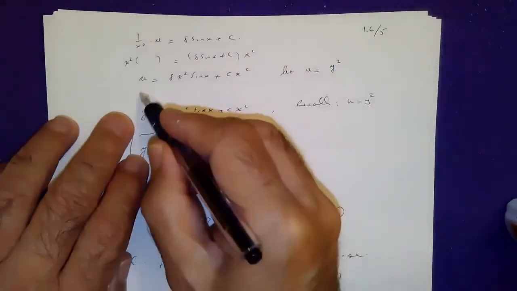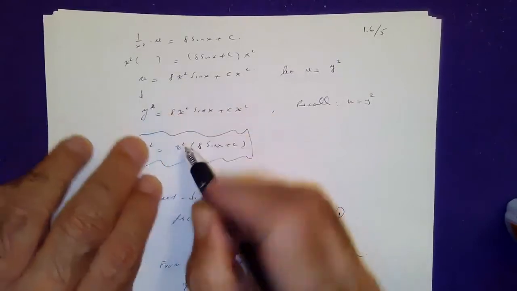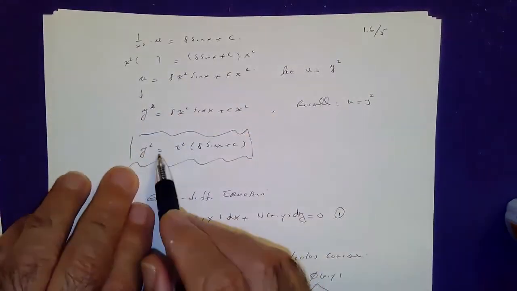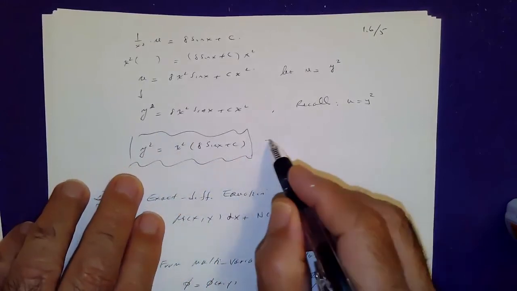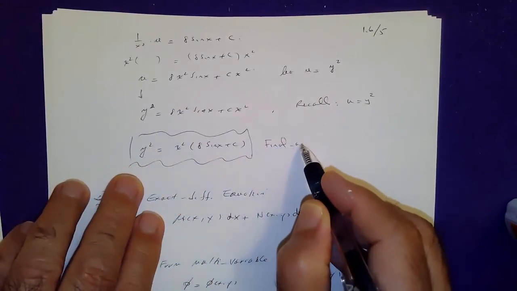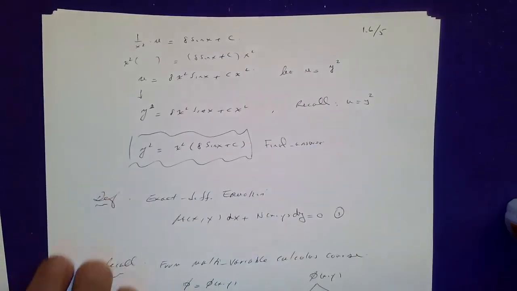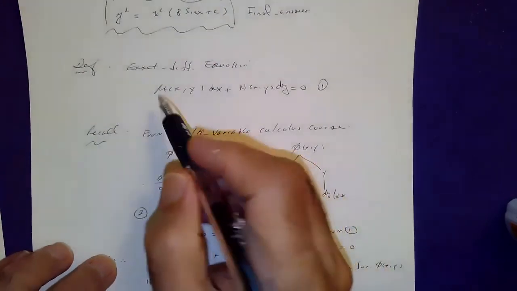So replace this u with y squared. And now isolate y squared. Box the answer. This is our final answer. Do you all see it? Right? Finally, we have this kind of equation.